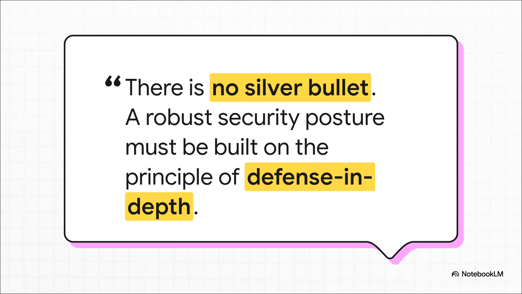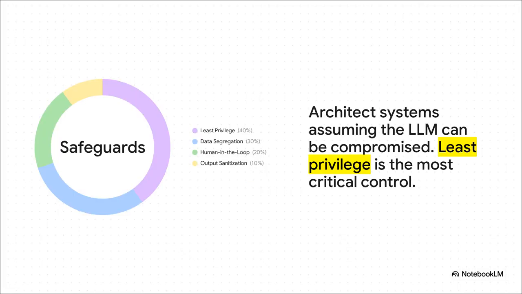Let's just get this out of the way. There is no silver bullet. There isn't. Any single defense you put in place can and will eventually be bypassed. So our entire architectural philosophy has to be built around that fact. We have to architect for compromise. So, if we assume the LLM will be compromised, what do we do?